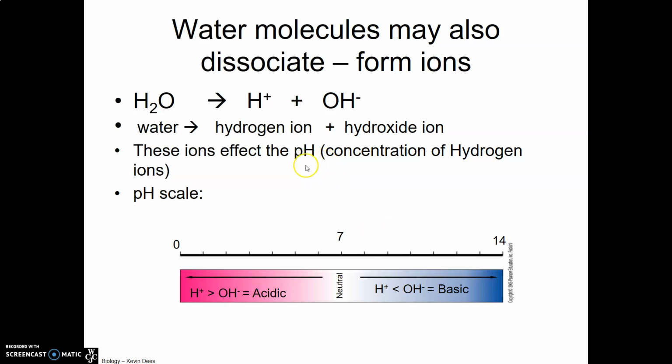Now the pH scale goes from 0 to 14. 7 is right in the center. Substances with a pH of 7 have an equal number of hydrogen ions and hydroxide ions. So in distilled water or deionized water or pure water, the number of hydrogen ions and hydroxide ions is equal, and it has a pH of 7.